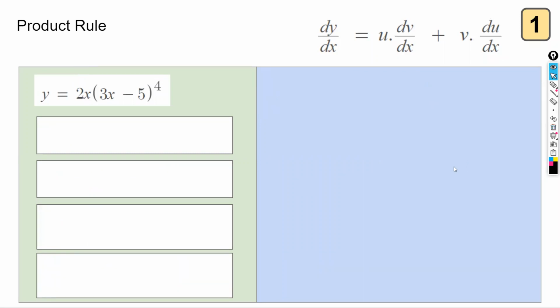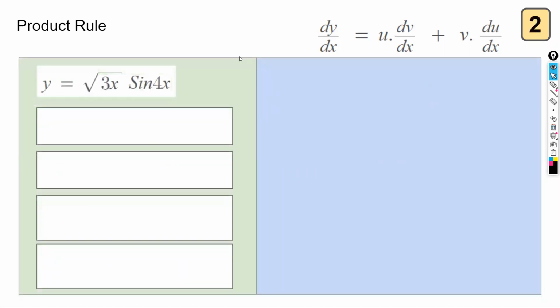Let's see what's next here. Question 2. All right. So this question over here, you will notice it's 2 groups of x again, right? You have the square root of 3x. That's one group. And the sine 4x is another group. And of course, there's a secret multiply in between it. So we have grounds to use the product rule.